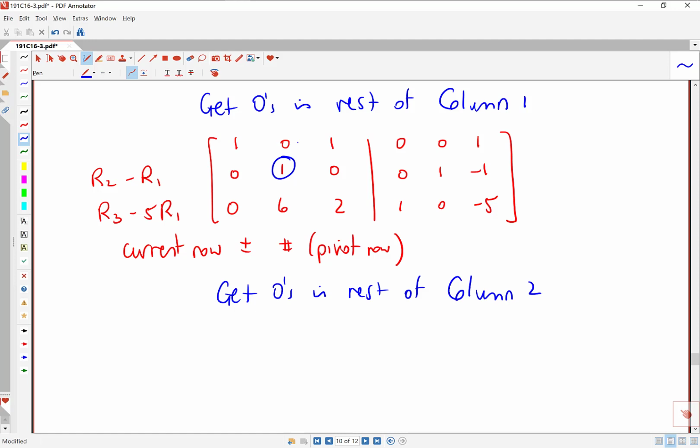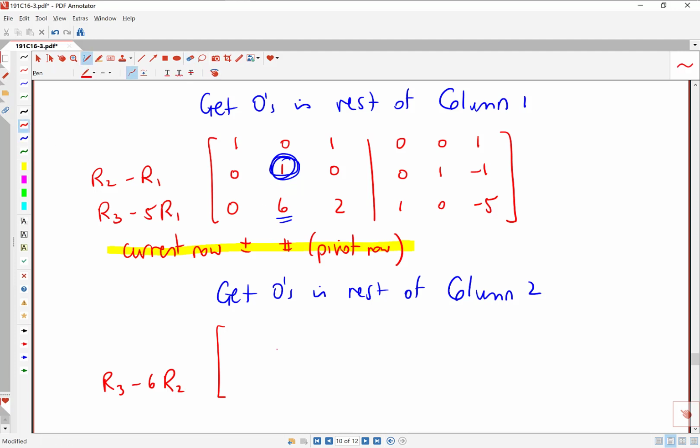So if we check out column 2, we've already got a 0 in one of the positions. That's great. So it's just the 6 that we're going to need to work on. The way we're going to get rid of that 6, we're going to go row 3 minus 6 times row 2. Again, we're following this pattern of going current row plus or minus some number times our pivot row. Now that we're in column 2, our pivot row is actually row 2. So you can just imagine if you go row 3 minus 6 times row 2, that's going to be perfect for turning that 6 into a 0.